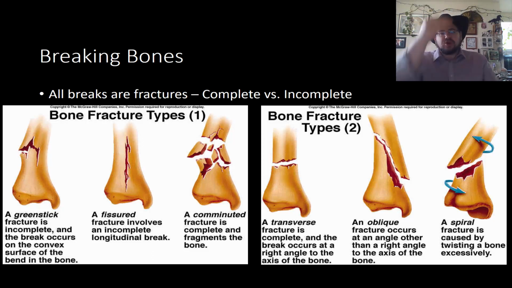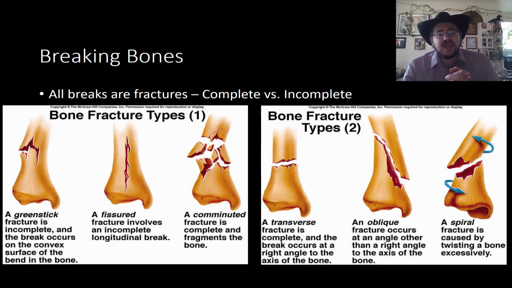A fissure is a crack down the bone. So, we have our bone and we get a crack. A comminuted fracture is complete, which means the bone is completely separated. And it's comminuted because it causes these fragments. So it's a really bad fracture. This is going to require plates and screws to fix rather than just a cast. So a comminuted fracture is completely through the bone, and we get these fragments left.